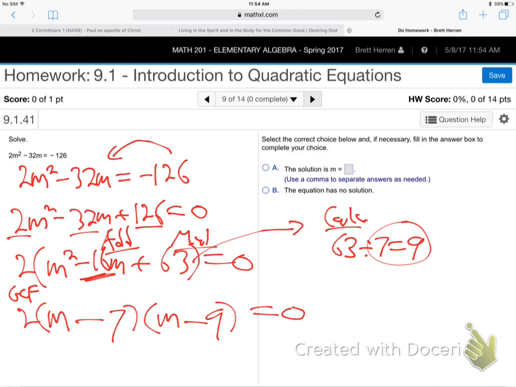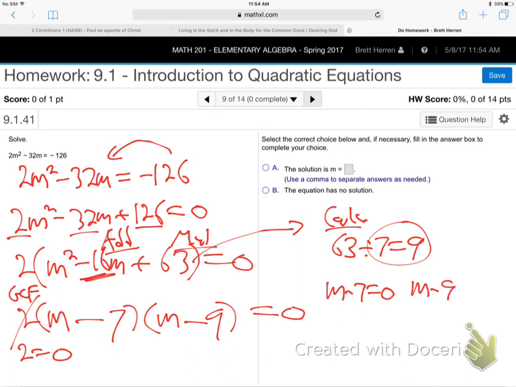And now we set each part that has a letter equal to 0. Skip the 2. He doesn't have a letter. Do you see why I skip him? It's because he doesn't have a letter. If that was 2m in the front, then I would set him equal to 0 also. But if it's just a number, you can set it equal to 0 if you want to, but what good is that going to do? 2 doesn't equal 0, right? But set the other 2 equal to 0.